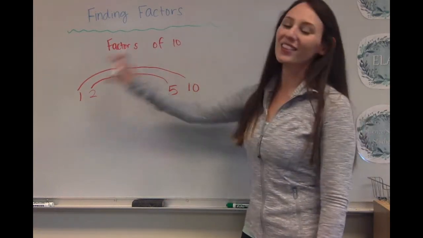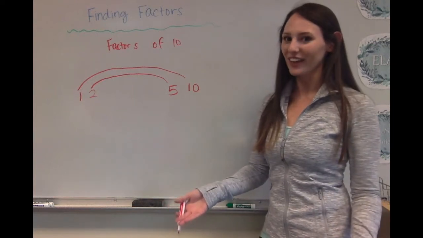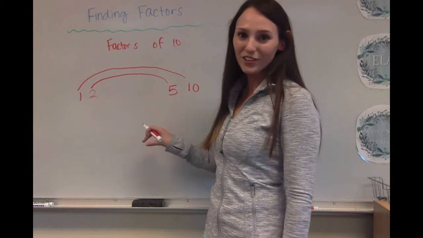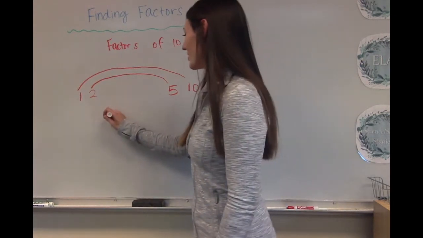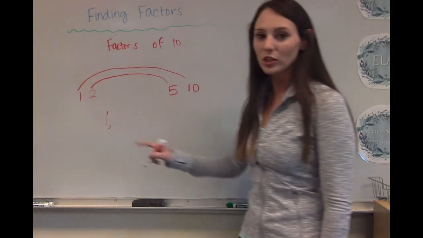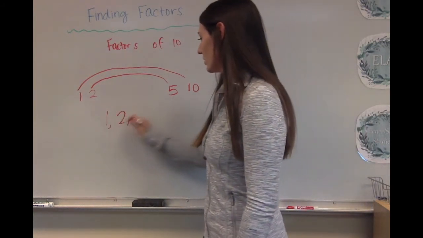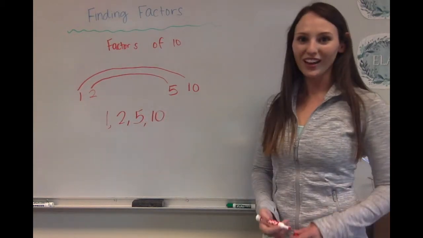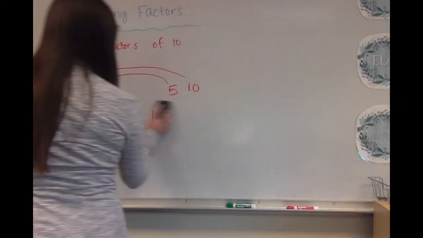So even though this is nice and pretty and fun and awesome, your teacher might not want you to write the factors this way. When you're all done with your factor rainbow, list out your factors nice and neat so that your teacher can understand your answer. So that would just be 1, and make sure you put commas between the numbers when you separate them, 2, 5, and 10. Those are my factors of 10. Okay, so let's try again with another number.